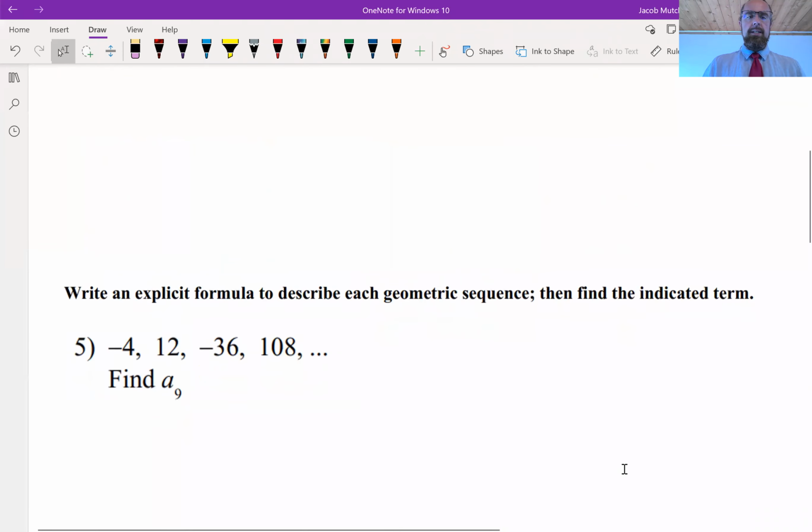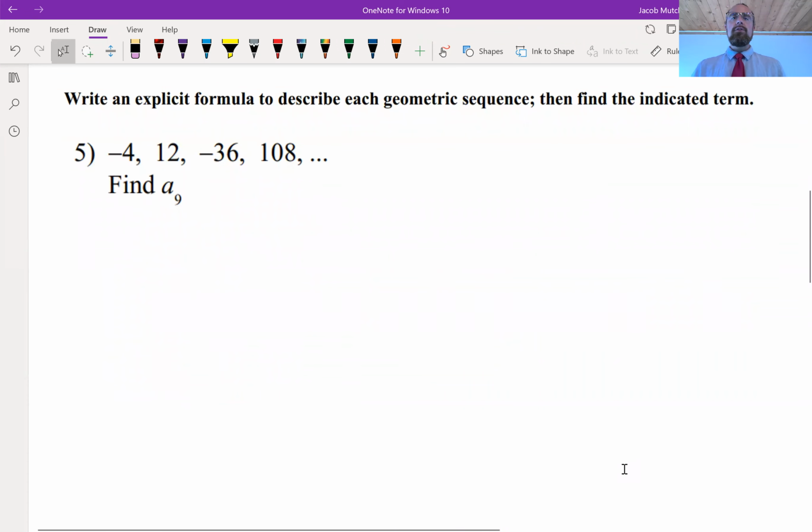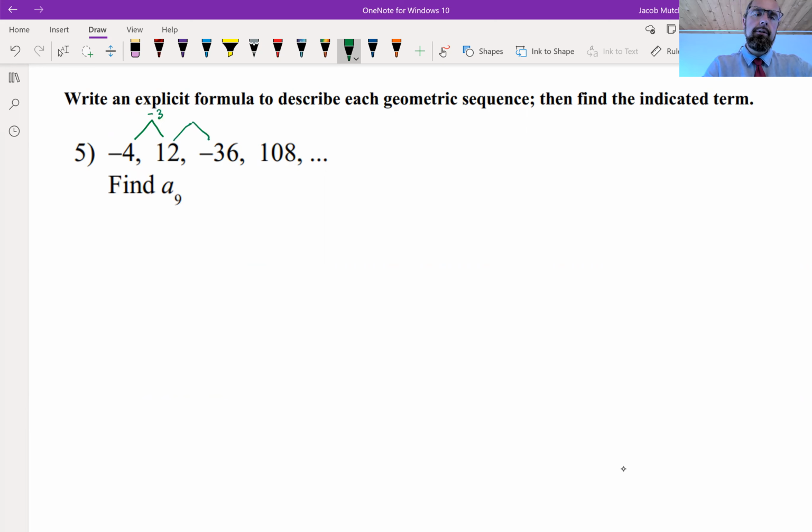Let's take a look at a second example that involves some negative signs. So here I've got a geometric sequence, negative 4, 12, negative 36, positive 108. I want to find the common ratio. So I'm going to start by dividing the second term by the first. 12 divided by negative 4 is negative 3. And then I want to see if that's a common ratio. So I divide negative 36 by positive 12. That's also negative 3. And then 108 divided by negative 36, also negative 3.